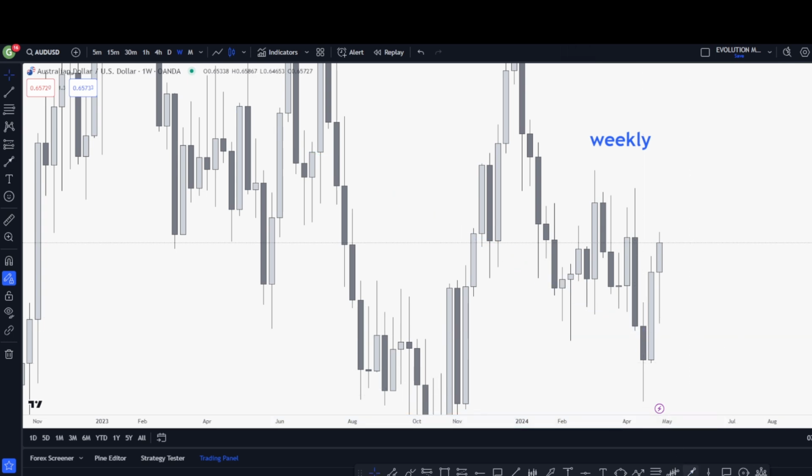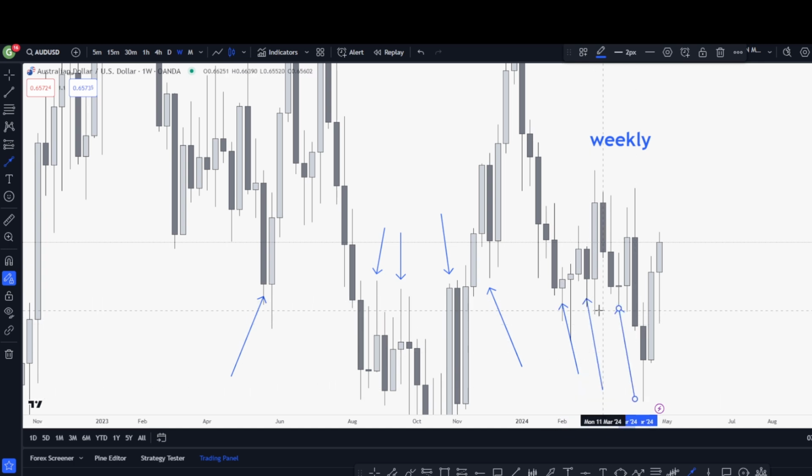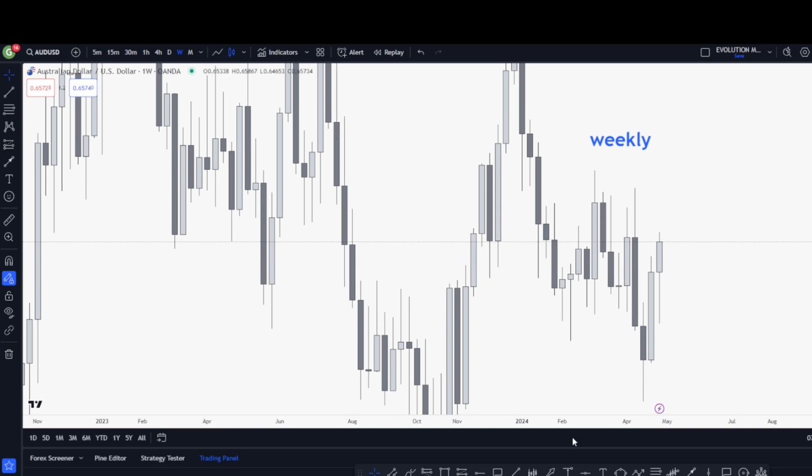I could mark it out as a rejection in this area, another rejection, another rejection, a retest from above, a retest from above again, another retest. So price has been heavily rejected within this area for the longest time, and that makes it a very strong area of support and resistance.